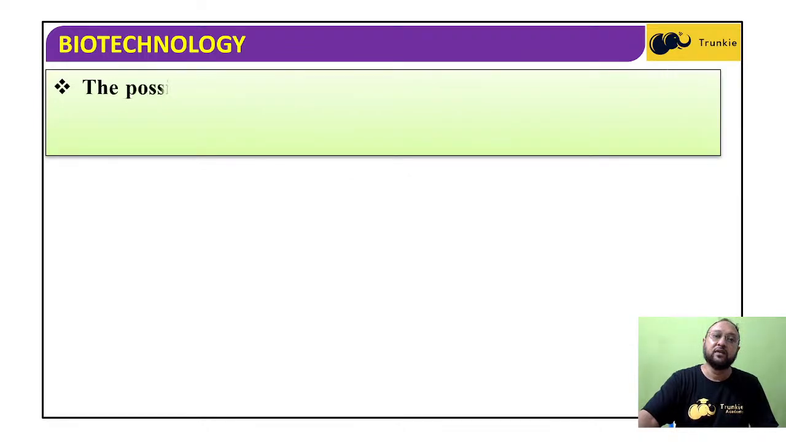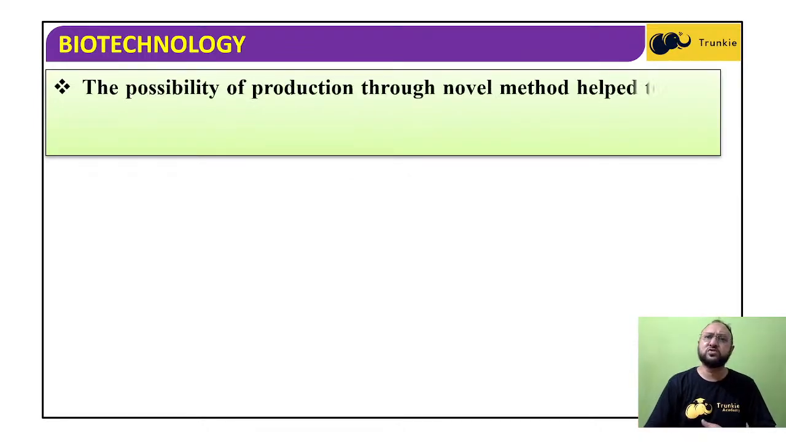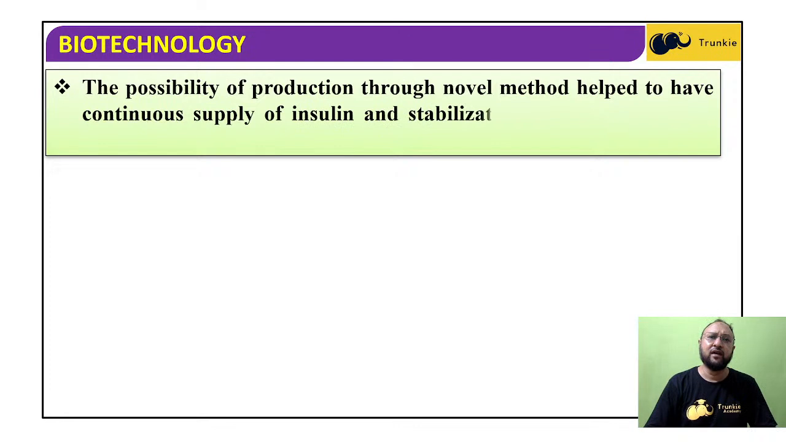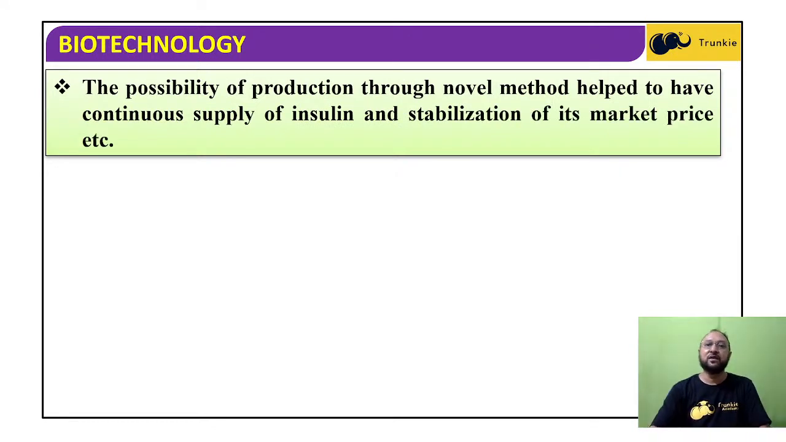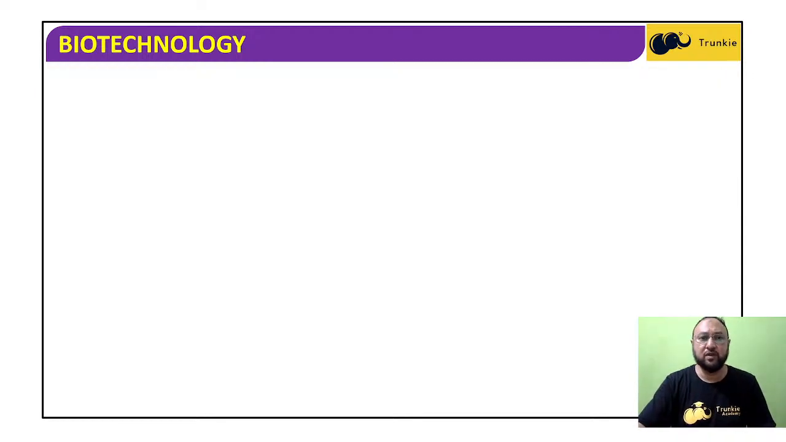The possibility of production through this novel method helped to have a continuous supply of insulin and stabilization of its market price. This was a new method, and the continuous supply of insulin and stabilization of its market price was important.